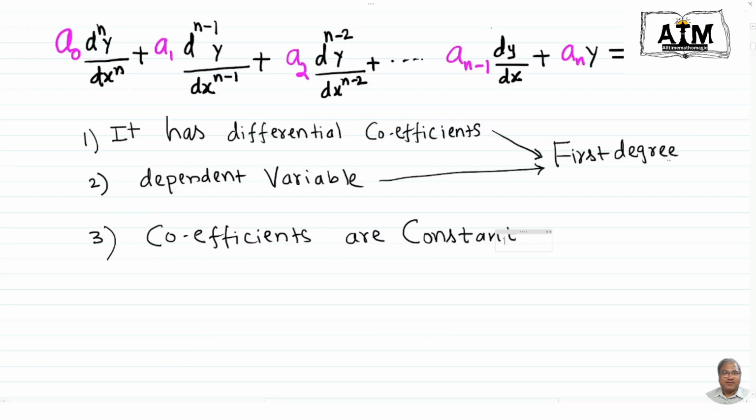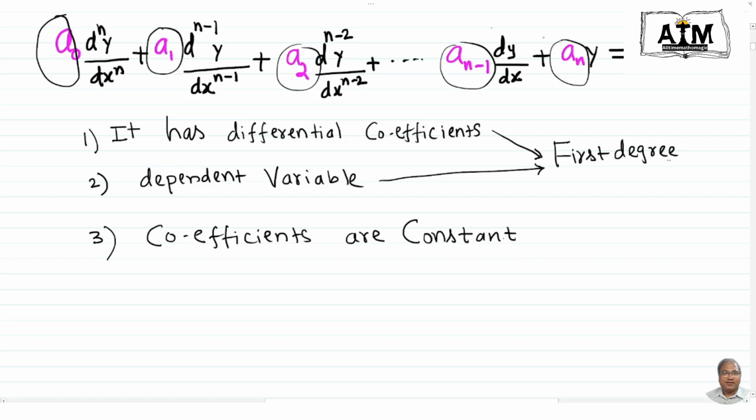In linear differential equations, you will find one more important thing, that is, coefficients are constant. Here a0, a1, a2, a(n-1), an, all these are coefficients, and these are nothing but numbers. These are nothing but constants. So a0, a1, a2 and so on, all the a's are constants. So in linear differential equations, you will find coefficients are constant.